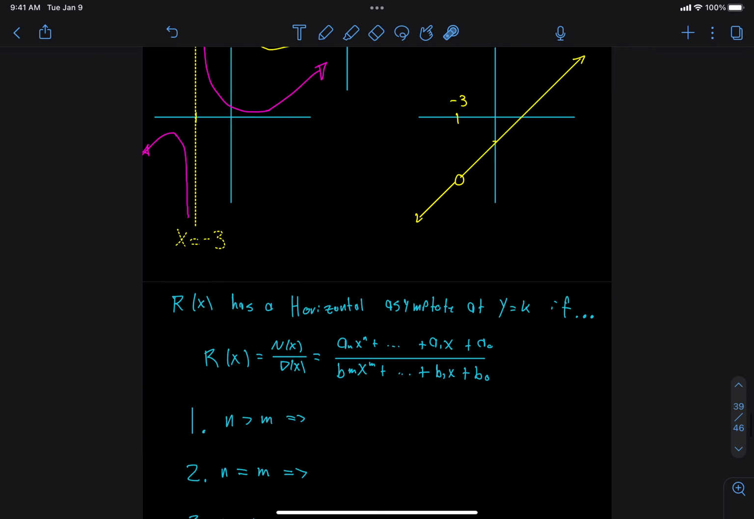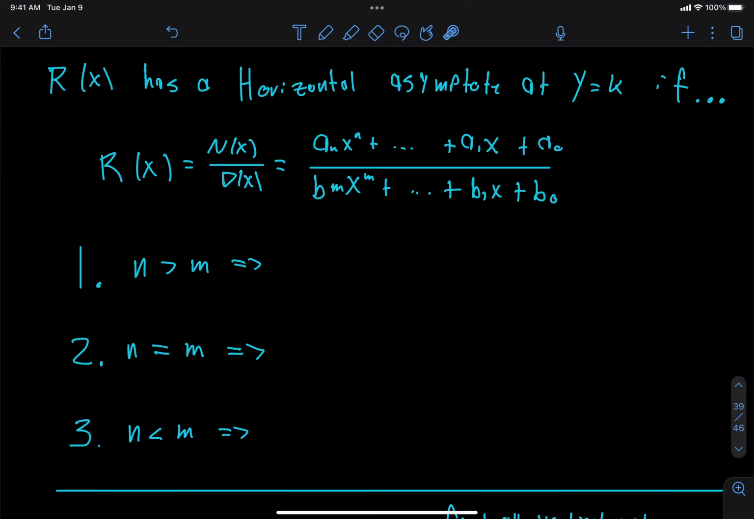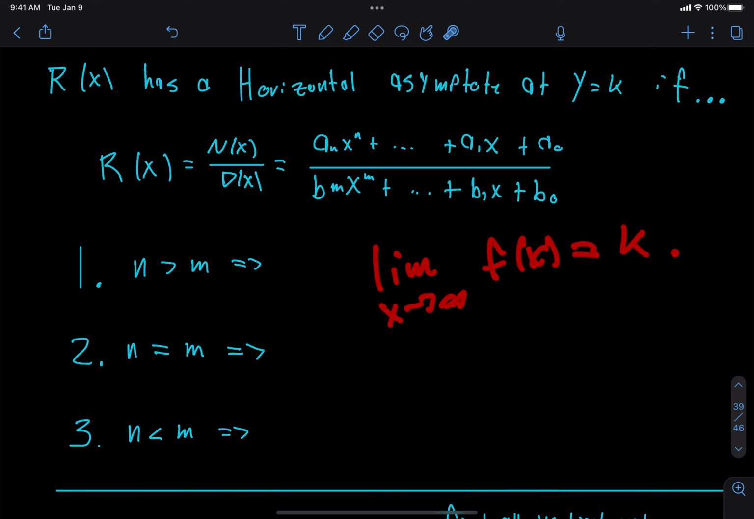All right. So let's talk about horizontal asymptotes. So far what we said was, what is a horizontal asymptote? We said we have a horizontal asymptote if the limit as x goes to infinity of f of x equals k, where k is some number in the reals, right? k is a real number. This is what we've said so far. What we have not said anything about is what is going to cause us to have a horizontal asymptote, which is what we're going to now discuss.